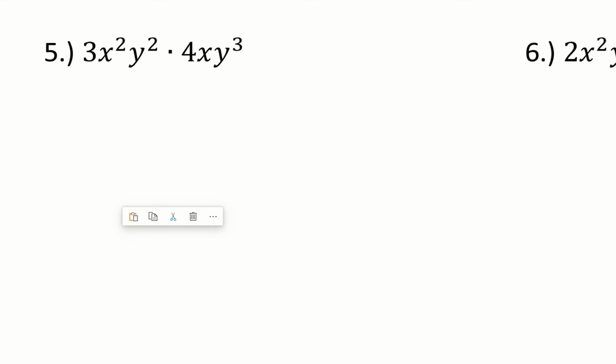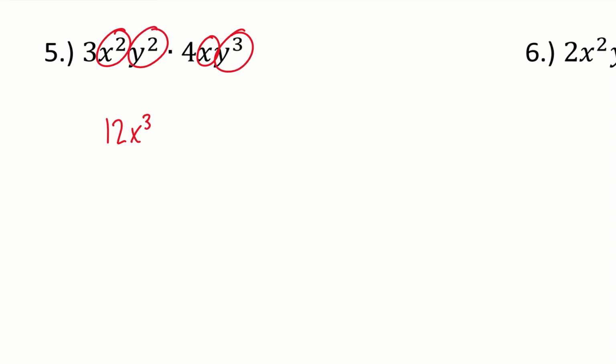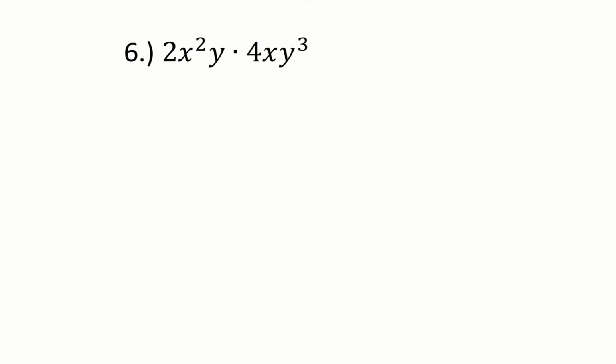Same thing. 3 times 4 is 12. X to the second times x to the first, x to the third. And then y to the second times y to the third, y to the fifth. Multiply coefficients again. You get an 8 x's, x to the third, y to the fourth.